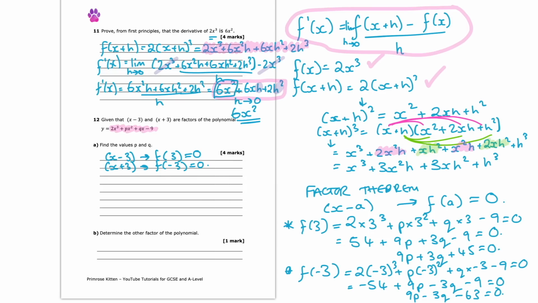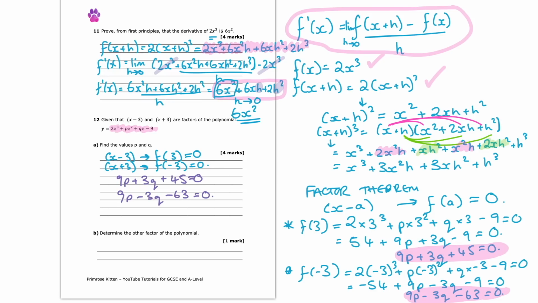So we now have a pair of simultaneous equations. Let's highlight them because there's a lot going on there and we could easily lose track of them. So these are the two that we have, and we need to solve these simultaneous equations to find what p and q are. So I'm going to write them again up here: 9p plus 3q plus 45 equals 0, and then 9p minus 3q minus 63 equals 0.